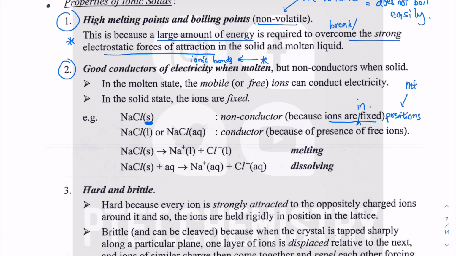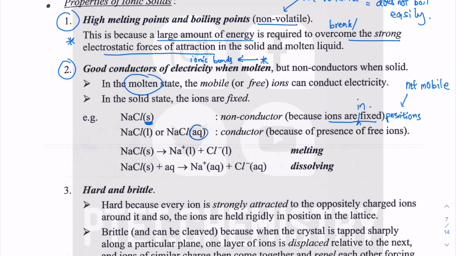To get conduction of electricity, you need the ions to be free, or mobile, meaning they can move around, and that is only true when they become molten. Molten means you melt it. So from solid to liquid, you have to undergo melting, and that is at the melting point. When you become liquid, then you can conduct electricity because you have mobile or free ions.